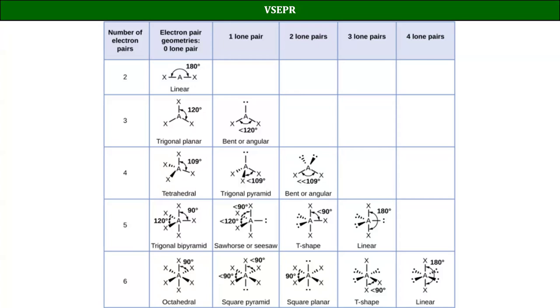So this was our structure here. This isn't our best Lewis dot structure, but we can still look at this and assign the geometries to it.